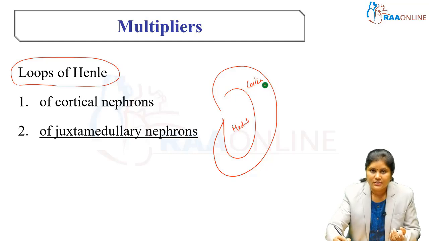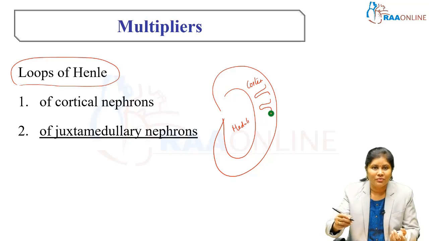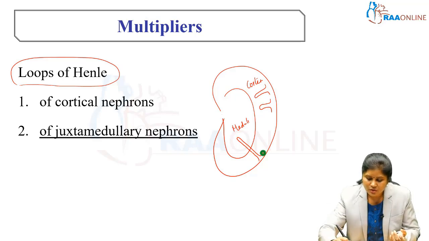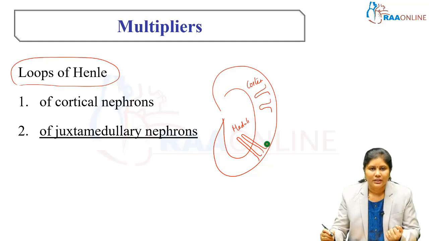There are nephrons which have a short loop of Henle like this. These are the cortical nephrons. I am just drawing one or two nephrons for your reference, but there are millions. There are a few nephrons whose loop of Henle is going up to the medulla. These are called juxtamedullary nephrons, right.